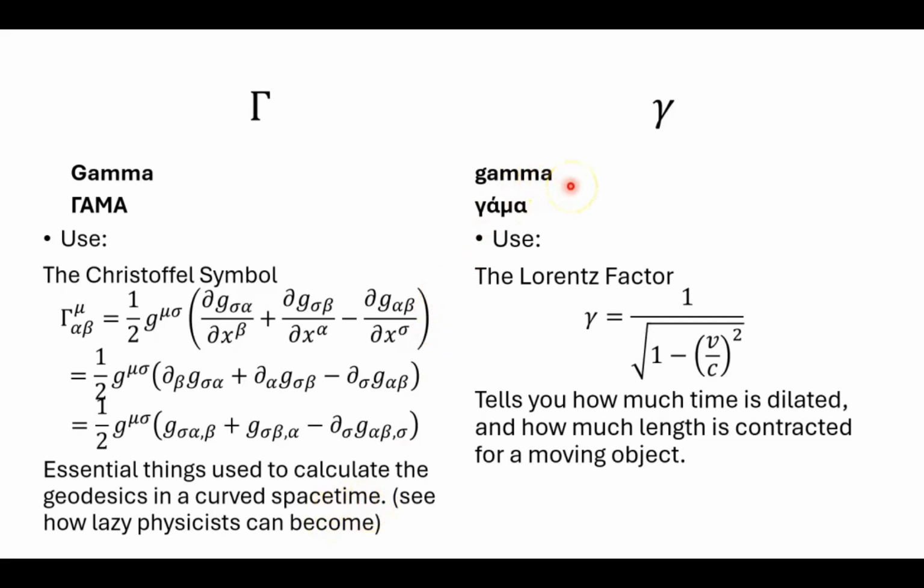And the lowercase gamma is used to represent the Lorentz factor. This here is the ratio of your measured speed to the speed of light. And it tells you how much time is dilated and how much length is contracted for a moving object.